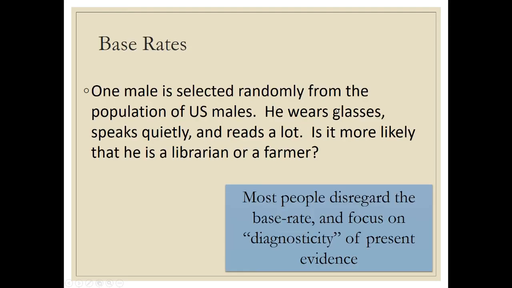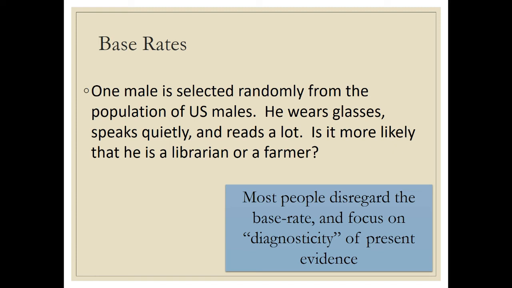Let me give you another example before I go on to this example. Imagine I described to you a person, John, is quiet, he wears glasses, he's introverted, and he really likes to read. Now, what is more likely? John is a librarian or John is a farmer? Well, it turns out the correct answer is John is a farmer.